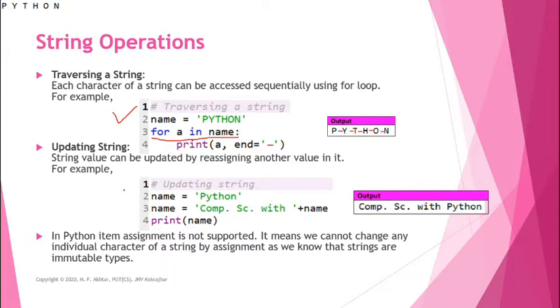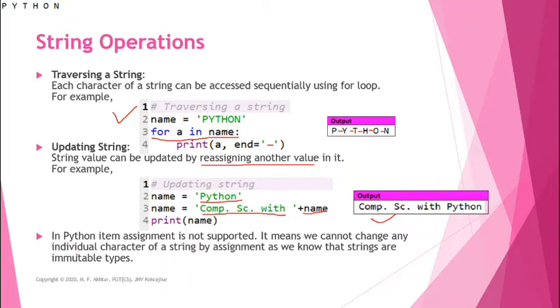Now coming to updating a string, we can change the value of a variable. How is it possible? We can update or change the value of a string by reassigning another value to it. See, name is stored as Python. We are changing it here: name equals to computer science with plus name. Plus name means the previous value is also being used here, and new words are added. Then when we print the variable name, it will display computer science with Python, meaning the whole thing.